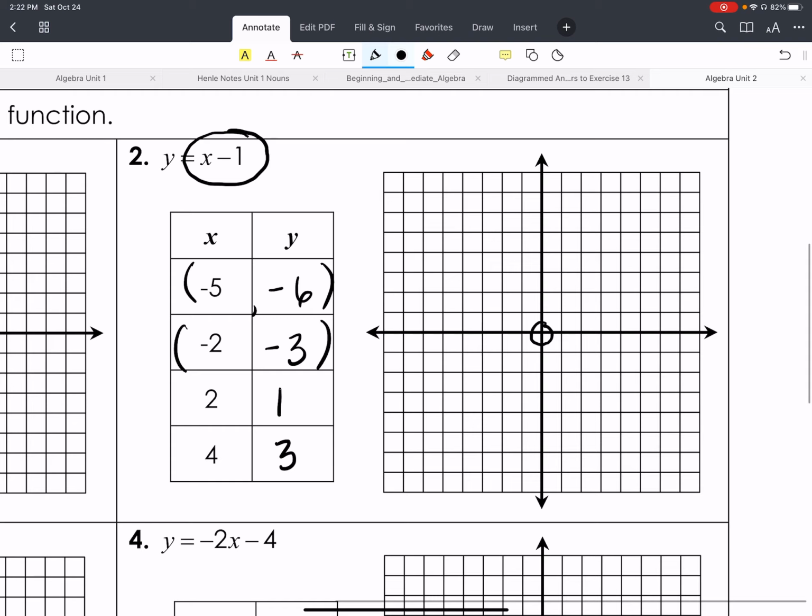If it makes you feel better, you can write them so they look more like an ordered pair or a coordinate point. Put your commas in your parentheses. So the first ordered pair is -5, -6. So count out -5 on the X number line. Remember your origin is 0, so -1, -2, -3, -4, -5. And then I need to go to -6 on the Y number line.